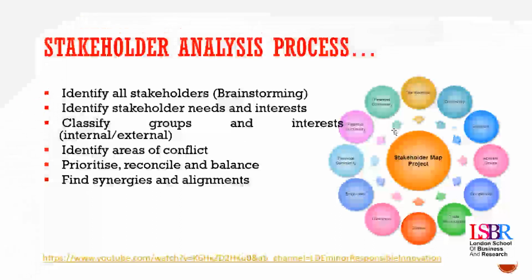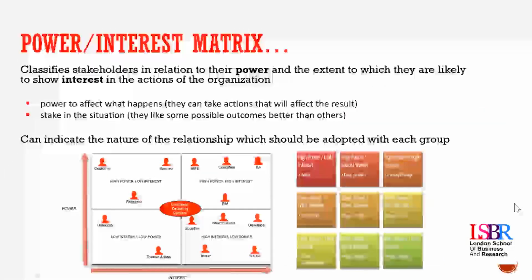We then take that forward further. Once we've done the stakeholder map, we're looking to produce what's called a power interest matrix. Okay, so this is quite important because this is how organizations structure their stakeholders, so they know when to talk to people and how to react to people. So a power interest matrix basically classifies stakeholders in relation to their power and the extent to which they're likely to show interest in the actions of the organization.